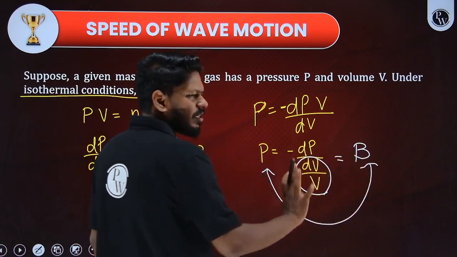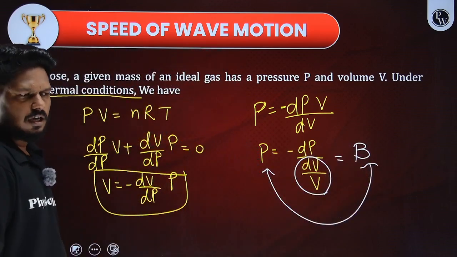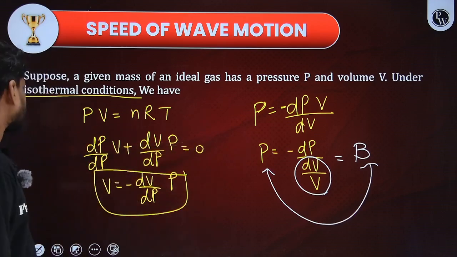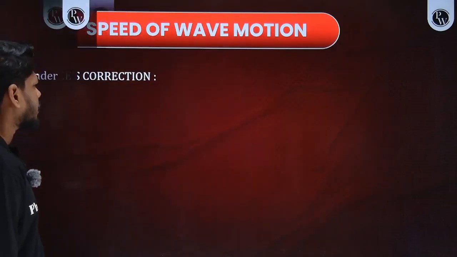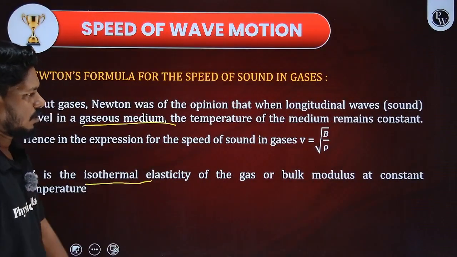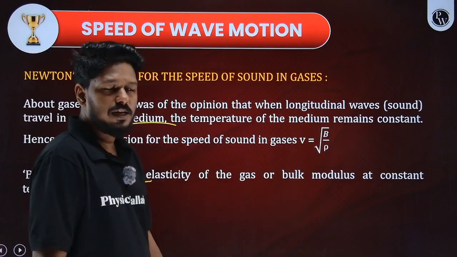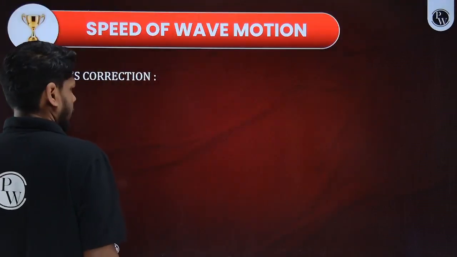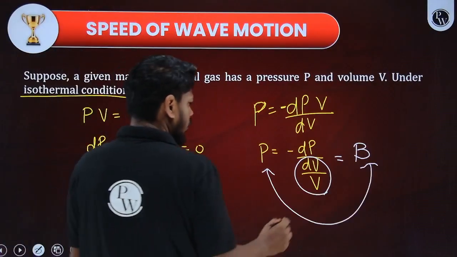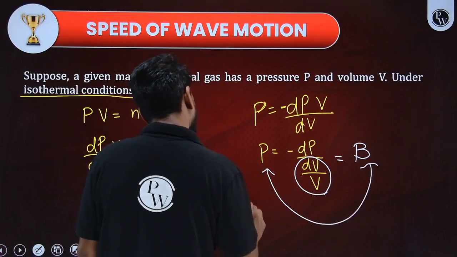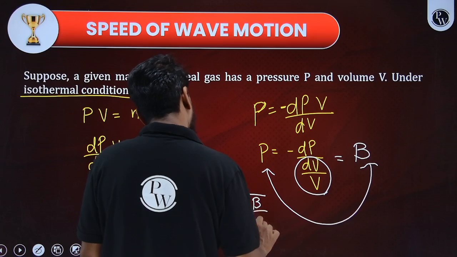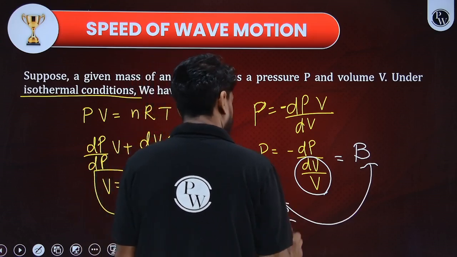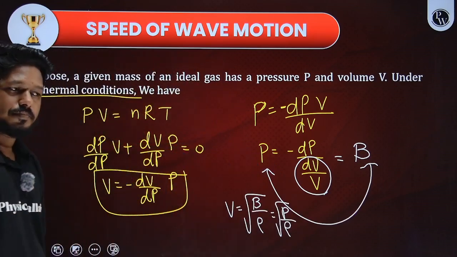In simple words, that's what they want to infer. If there is a bulk modulus, it can be replaced by pressure. So if I put pressure instead of bulk modulus, what will I get? The same formula will become bulk modulus by density will become pressure by density. Okay.